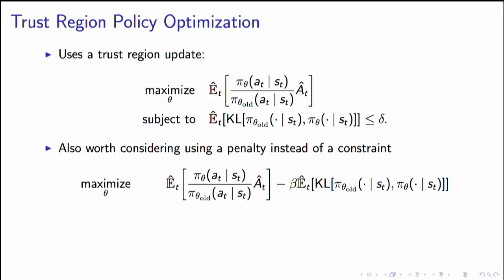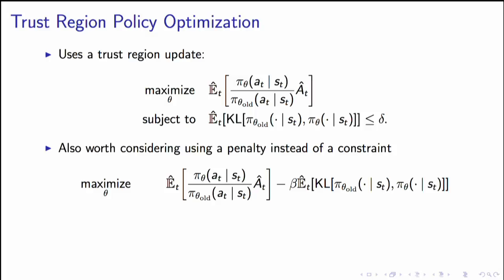Okay, so TRPO is defined using this hard constraint on the policy update, but it's also worth considering using a penalty instead of a hard constraint. So instead of saying the KL divergence between the old policy and the new policy has to be less than delta, we're just going to subtract out a penalty for the KL divergence. The reason why we initially proposed the hard constraint is just that it's an easier hyperparameter to choose. So delta is an easier hyperparameter to choose than beta.